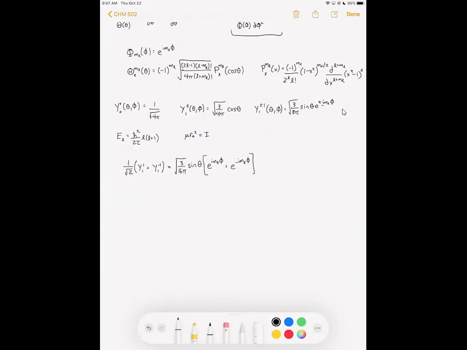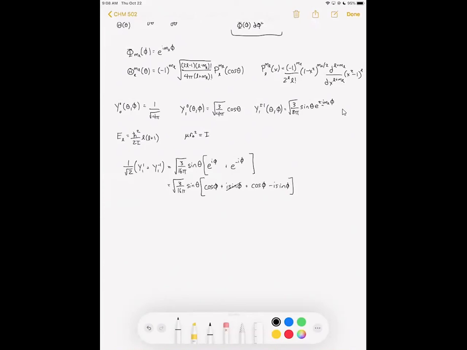Well, what we're going to need to do is use Euler's formula to break apart these exponent terms into their sine and cosine terms. So this is going to give us the square root of 3 over 16 pi sine theta. And then in here, e to the i m_l phi becomes cosine of... well, sorry, I shouldn't have m_l in here. m_l is 1. So we have e to the i phi, e to the minus i phi. So cosine of phi plus i sine phi, and then this term here becomes plus cosine phi minus i sine phi.